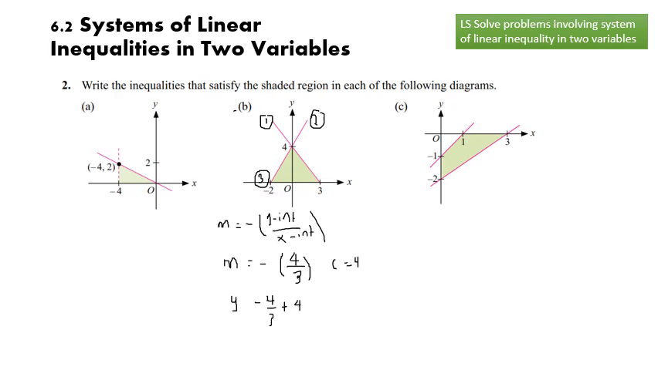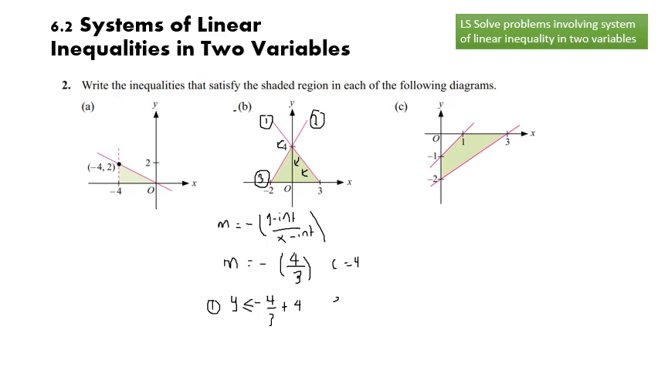And since our shaded region is actually below the line, and we know that it's below means we need to have less than, and since we have only solid line, so it means we need to have equal sign. That is our first equation.